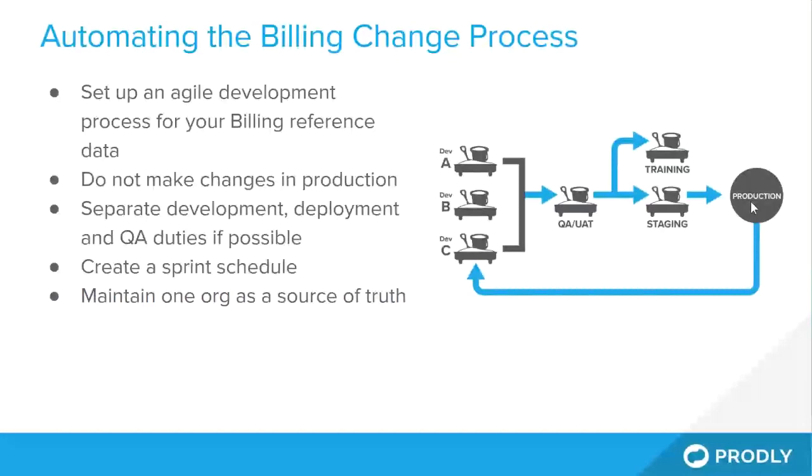So it allows you to create and maintain a sprint schedule, and then it allows you to maintain one org as a source of truth, depending on where you are in your implementation lifecycle. Dev might be your source of truth at one point, but once you've implemented, production might be your source of truth as well. Sonia, is there anything that you wanted to add to this, or even Kristen?